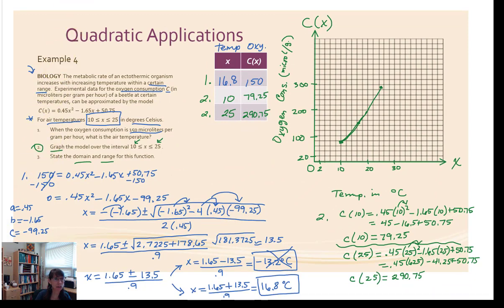And finally, domain and range for question 3. Our domain is the temperature. Again, it's only between 10 and 25 degrees. So we'll use brackets, smallest to largest, remember. The range is the oxygen consumption. So the lowest oxygen consumption was at 79.25, and the highest oxygen consumption here was at 290.75. You can see from this example it is very important to pay attention to the details given in the problem so that you're only graphing what is in the domain and range for that given application.